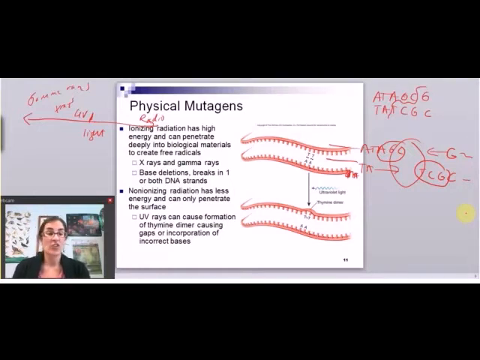You might have a crack that doesn't quite seal or a piece that's missing. And so again, when we try and fix this break, our cells sometimes will make a mistake. So that's what happens with gamma and X-rays. UV rays have less energy. And so because they have less energy, they don't break the DNA. But they have enough energy to do something really unusual that doesn't normally happen in the cell.